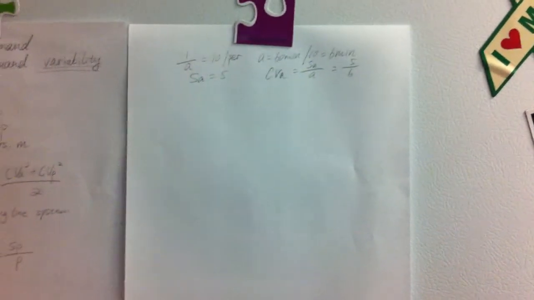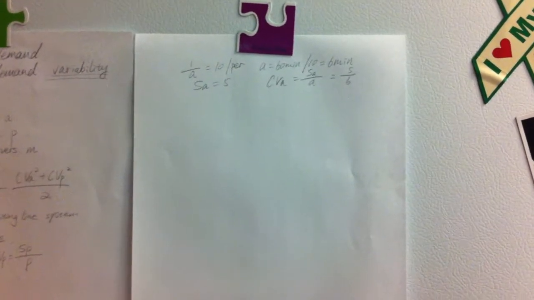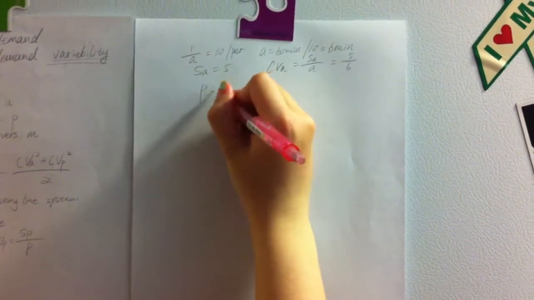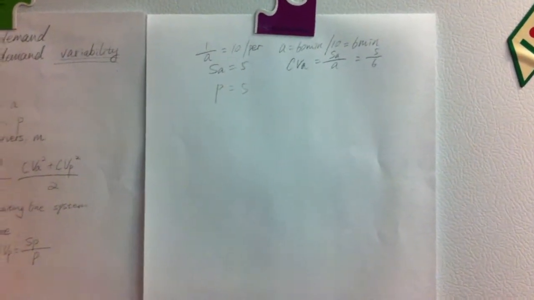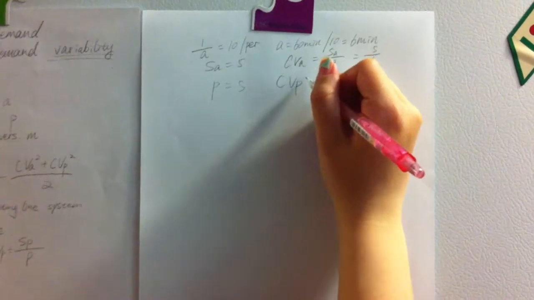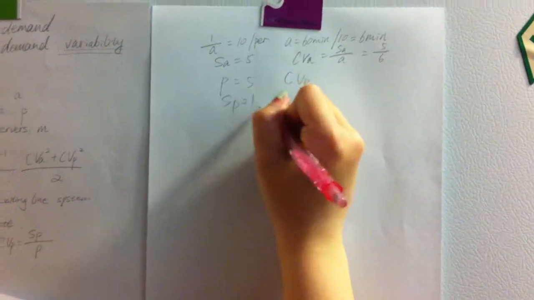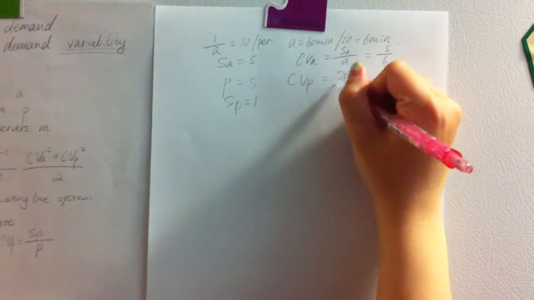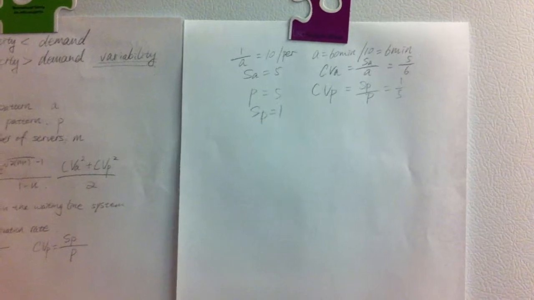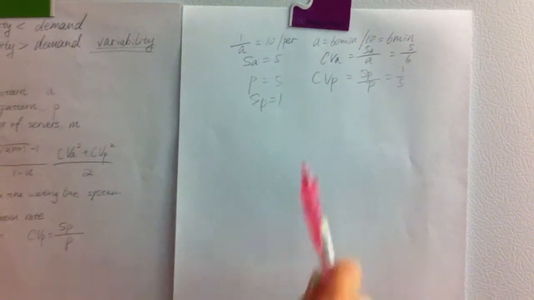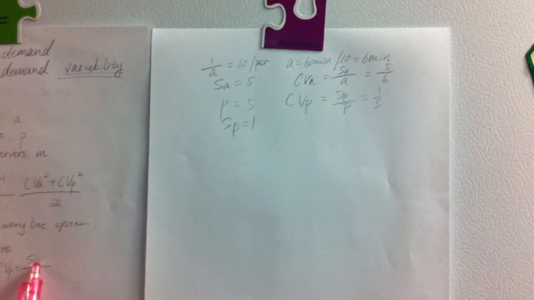After that, it tells you the service time for checkout has a mean of 5 minutes. Hence, P equals 5. Similarly, for CVP, the standard deviation SP is 1 minute. So CVP equals SP divided by P, which gives you that much. So we have the CVA and the CVP right now. Now we have to do the utilization rate.